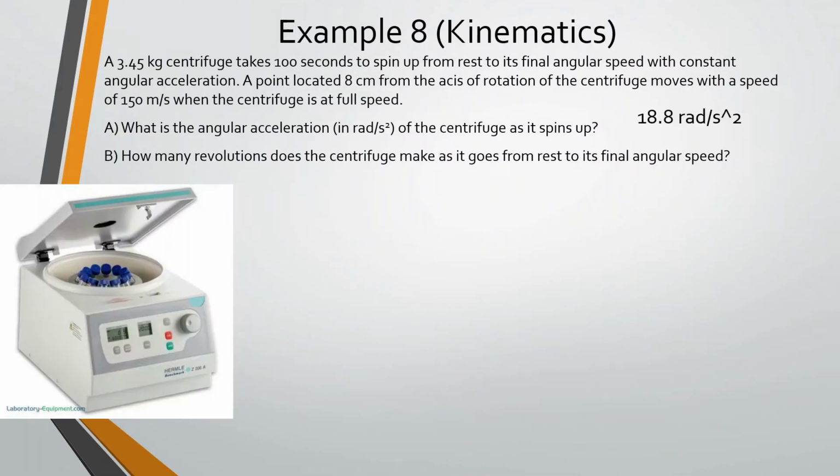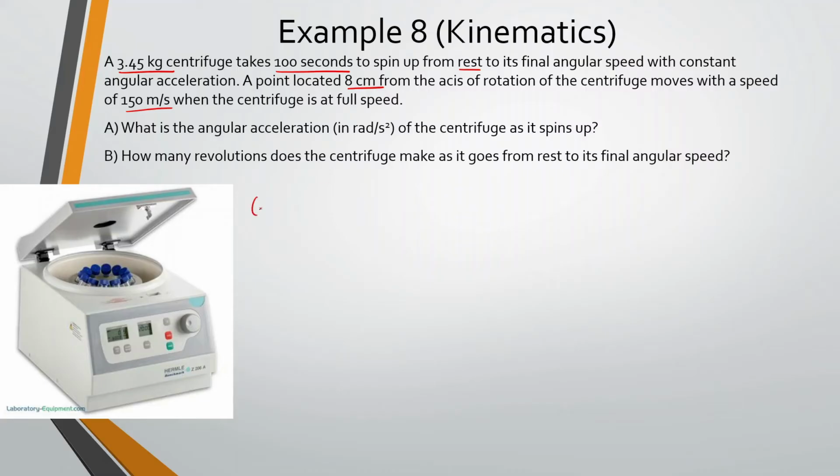All right, so let's look at this next one. This is the last one. A 3.45 kilogram centrifuge takes 100 seconds to spin up from rest to its final angular speed with a constant angular acceleration. A point located 8 centimeters from the axis of rotation of the centrifuge moves with a speed of 150 meters per second when it is at its full speed. What is the angular acceleration of the centrifuge as it spins?